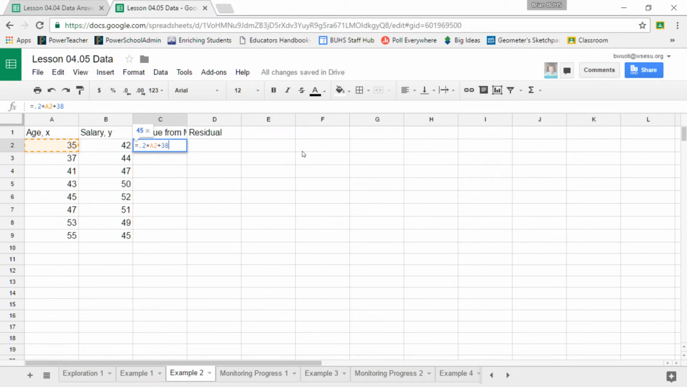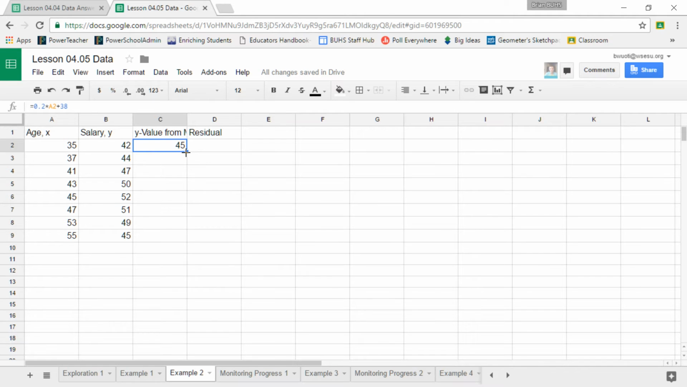You start off a cell with equals. When you type equals, that means the spreadsheet is expecting you to type in a formula. So equals 0.2 star A2. You can get A2 by clicking on it, or you can just type A and then 2, and it'll turn it orange and highlight it, plus 38. Hit enter, and I get a residual. Whoa, a residual of 45? That's kind of big. Yikes.